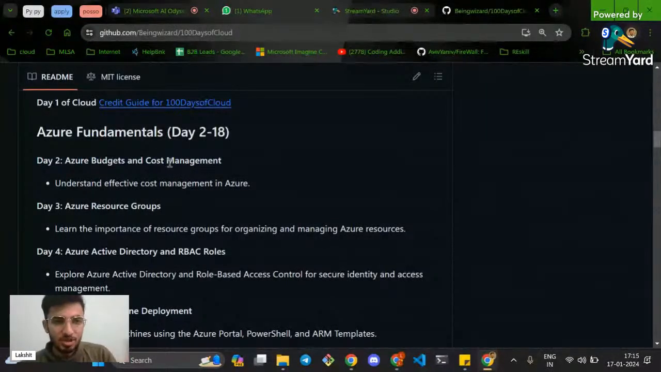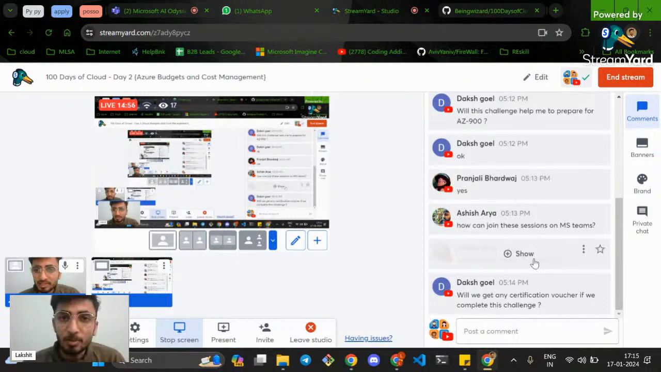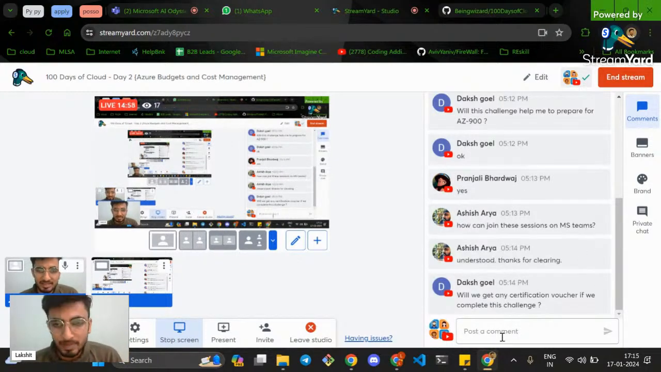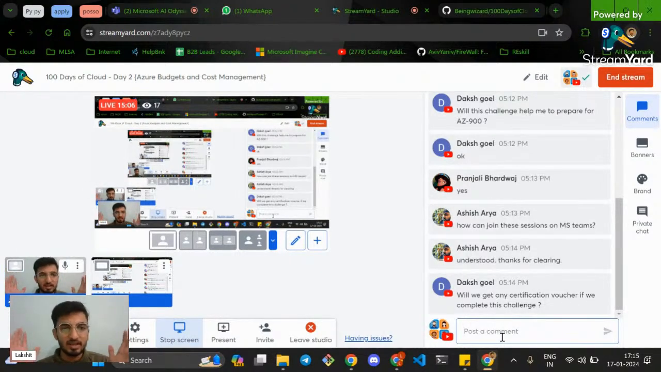For today we have Azure budgets and cost management. From one point, this looks very simple, right? But this is a huge topic. I have kept a single, entire day for Azure budgets and cost management. Why? Because without this nothing is possible.